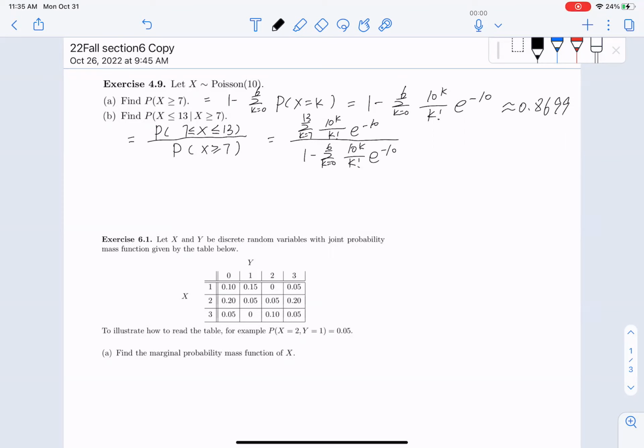Okay, so that's still a lot of calculation, which is 0.7343 over 0.8699. So the answer is 0.844. Okay, I hope you got this number, but that's nothing too important. That's just a practice for your computation skills.